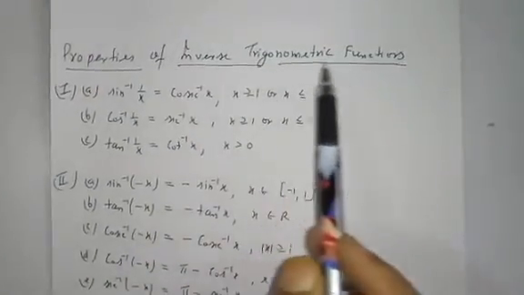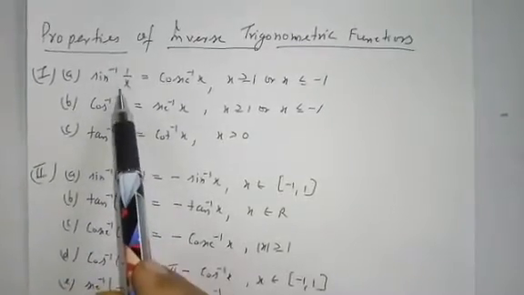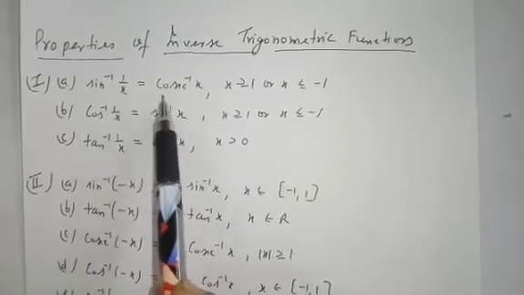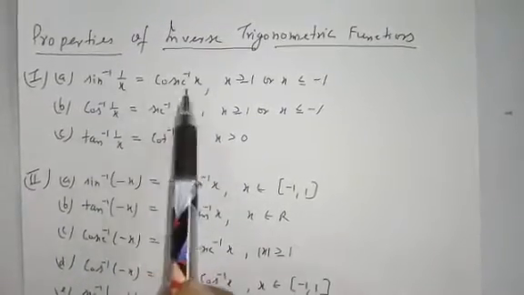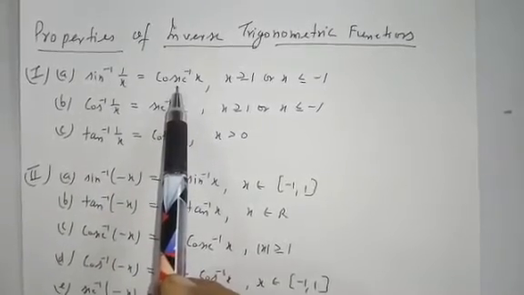Properties of inverse trigonometric functions. First property: sine inverse 1 upon x is equal to cosec inverse x. So this is the inverse relation. Already we know sine and cosec are reciprocals.